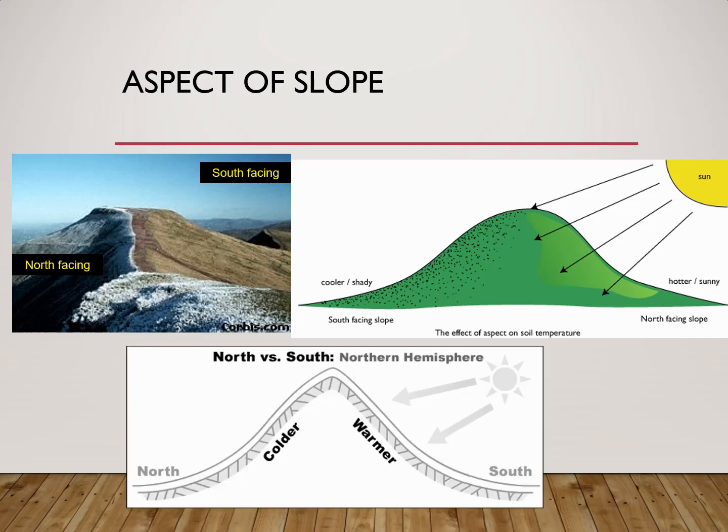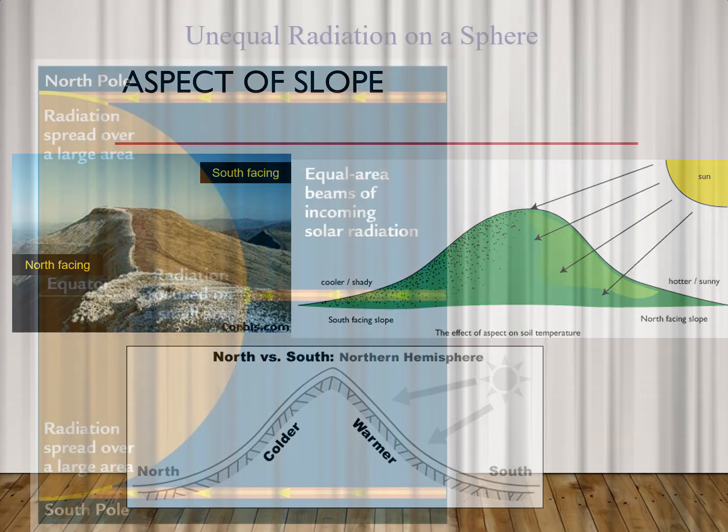A very good example of this are the Himalayas, where the southern slopes face towards the equator. So most of the hill stations are also located on the southern slopes, whereas the north facing slopes of the Himalayas face towards the poles where they get very less amount of insolation. So they remain cold throughout the year. So that is aspect of slope.